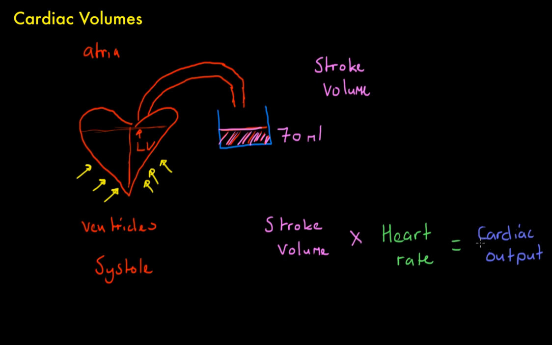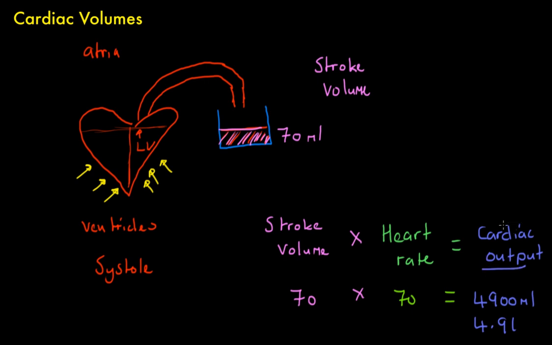Now, we can go about calculating this. We know stroke volume is roughly 70 milliliters each time. We know that heart rate at rest is something in the region of 70 beats per minute. And as a result, we can figure out that our cardiac output would be 4,900 milliliters, or what we'd probably write is 4.9 liters. So 5 liters of blood leaving the heart per minute, and that's what we describe as our cardiac output.